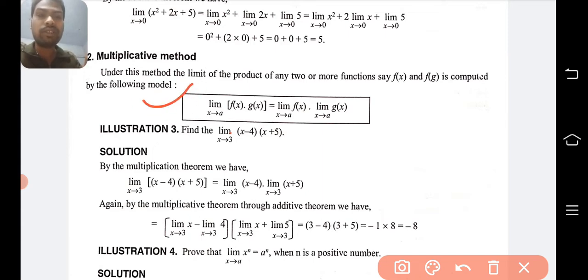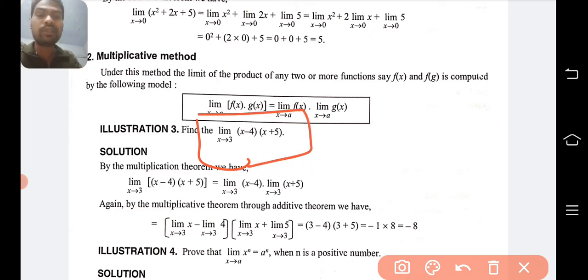If these two terms are multiplied, the limit of the product of the two terms should be the product of the limits of each term. It simply says that limit x tends to a of f(x) into g(x) is equal to limit x tends to a of f(x) into limit x tends to a of g(x). It means separately we have taken the limit and multiplied them. Clear? So here the two terms given are x minus 4 and x plus 5.